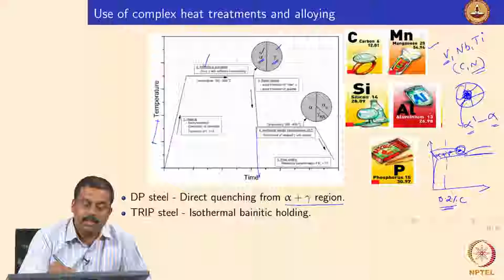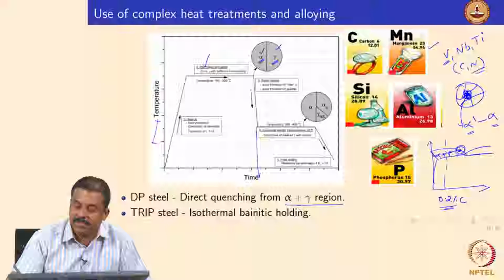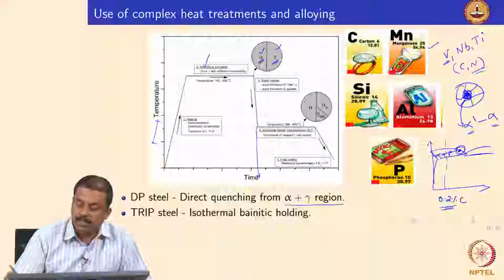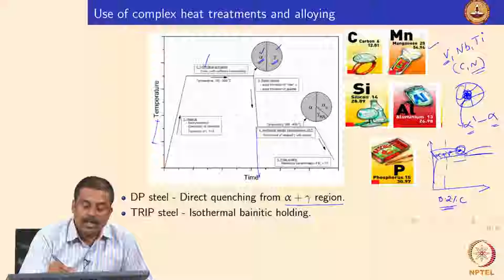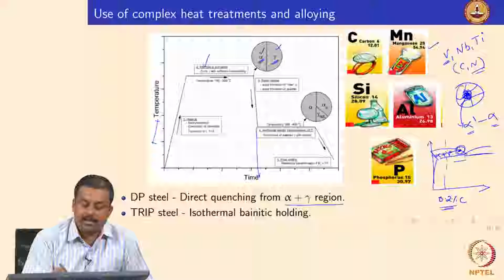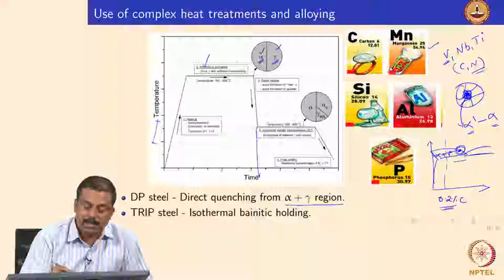So, the austenite that is formed during this intercritical holding, meaning holding in the two-phase region, alpha plus gamma, gets enriched in carbon, as I already explained with this phase diagram. Instead of cooling directly to room temperature as in dual phase steels, we hold at an intermediate temperature range, typically between 350 to 500 degrees centigrade. And what do we do at this temperature?